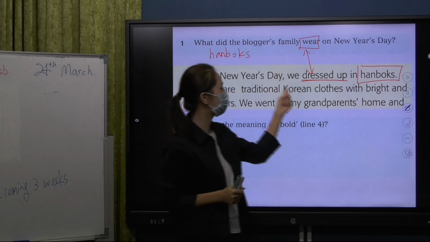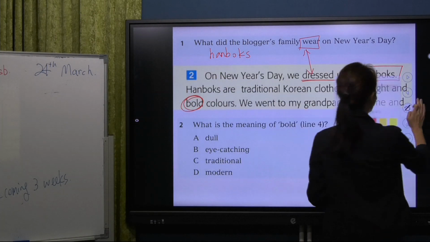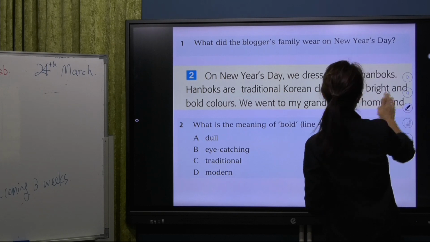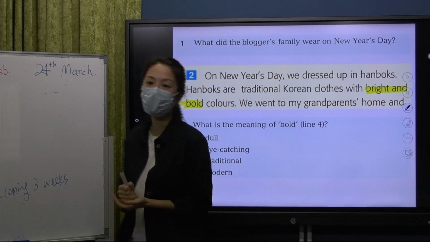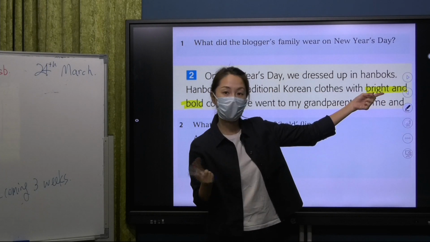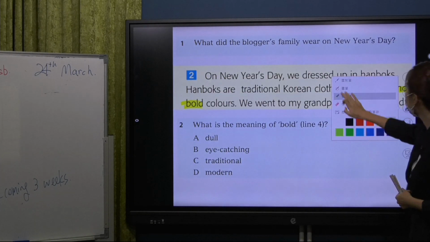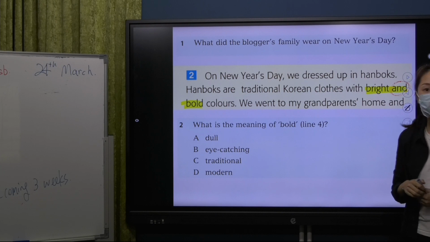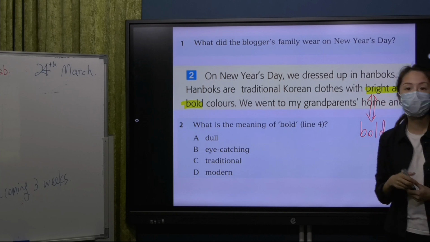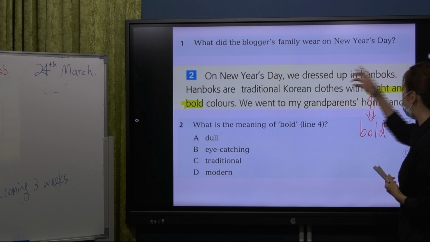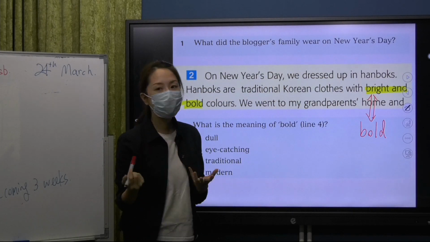Hanboks are traditional Korean clothes with bright and bold colors. So we can see that this phrase, bright and bold, are together, right? It means similar because we use and, 並且和. So bright and bold should have similar meaning because he used and, right? So it means bright is very similar to bold. So do you know the meaning of bright? Bright means 鮮豔嘅，好光嘅，好亮眼嘅. So bold also means similar.